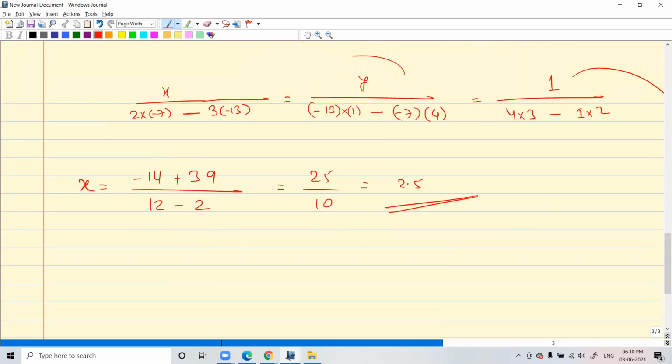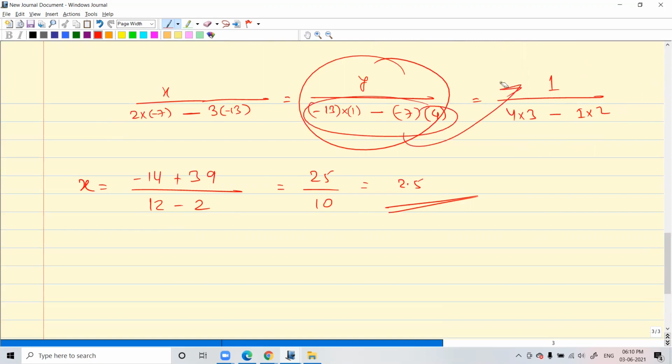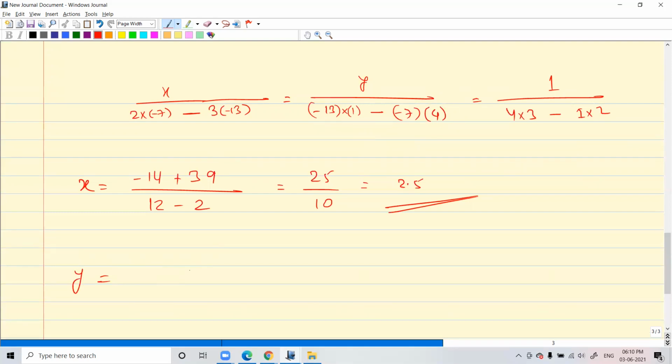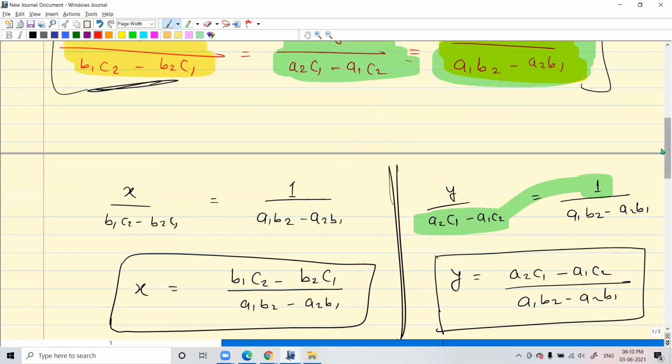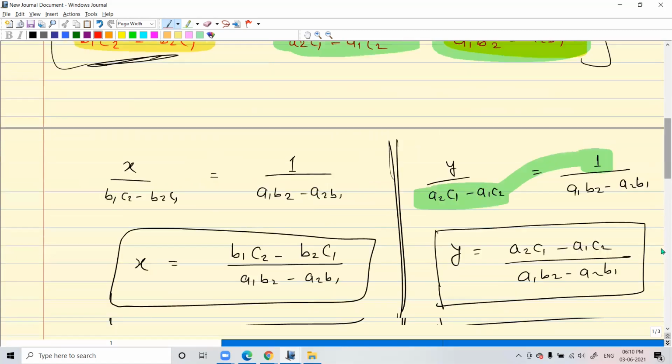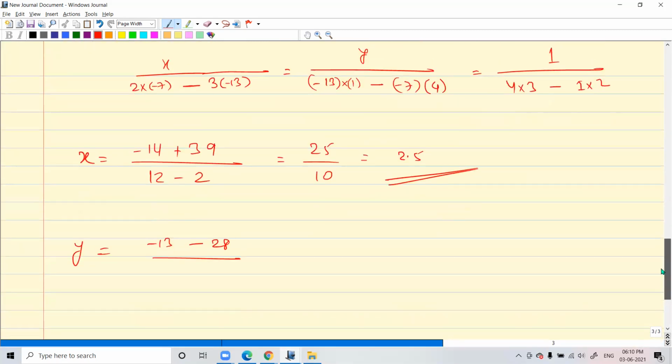For y value, you will take the second one and the last one again. Send this denominator to the numerator over here and write it like y is equal to, what is that? Minus 13 into 1. So it will be minus 13 minus and minus will become plus. So 7 4s are 28. And denominator, as we know, the same denominator we are writing. So don't change it. Just write the same thing. 12 minus 2 without doing any calculation.